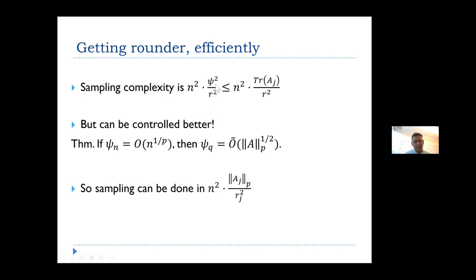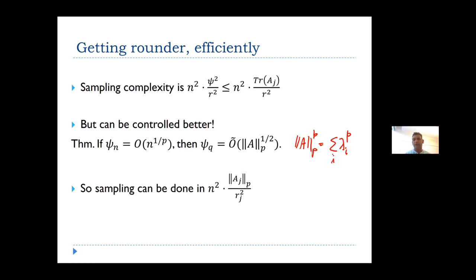Now, the sampling complexity, the one we already know, depends on the trace divided by the radius of the ball squared. And the radius is one, so this disappears, but otherwise it's the trace divided by the radius squared. That's the KLS bound. But in fact, you can control it much better. And the theorem is that if the KLS constant is n to the 1 over p for some p bigger than 1, then for any density q with covariance A, the KLS constant is in fact the square root of the pth norm of the eigenvalues. This ‖A‖_p is just the sum of λ_i(A)^p to the power 1/p. That's all this is.